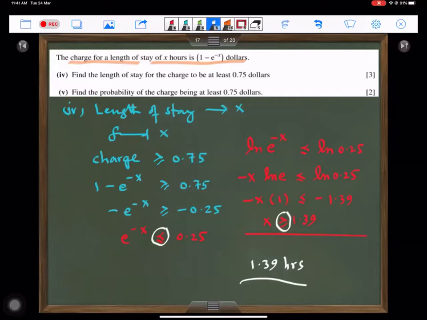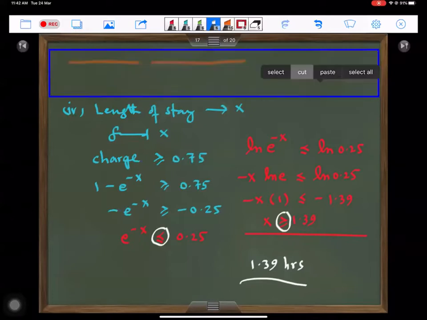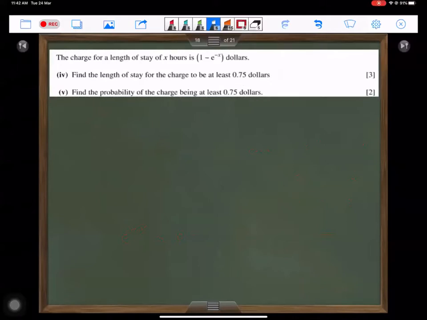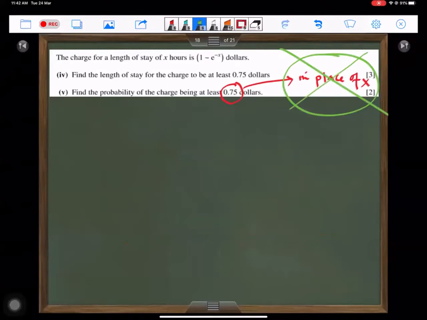Now, here comes the last part, which people find most tricky. Find the probability of the charge being at least 0.75. What do you think people make a mistake in this particular part? What people do is that they try to plug in 0.75 in place of x, which is all wrong. It's wrong for two reasons. Number one, 0.75 is dollars, whereas x is hours. How can you plug it in?